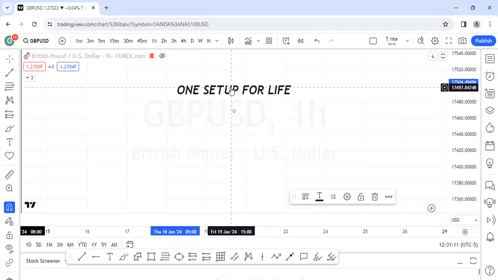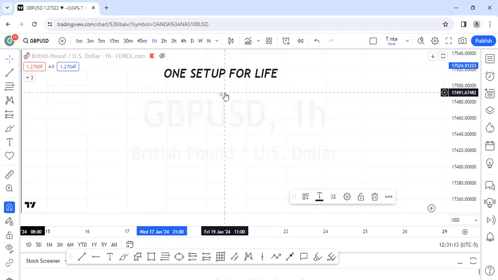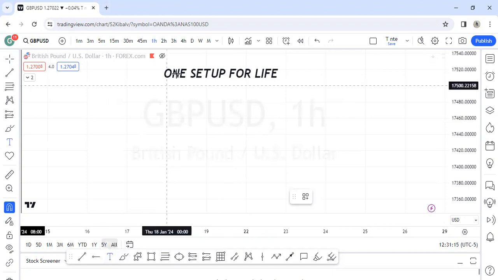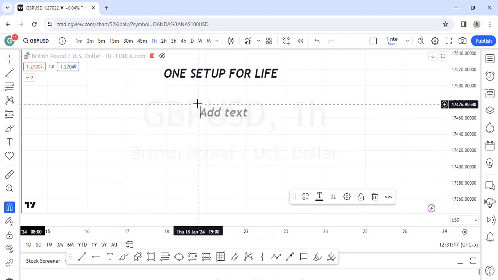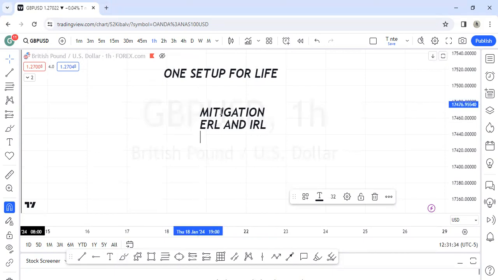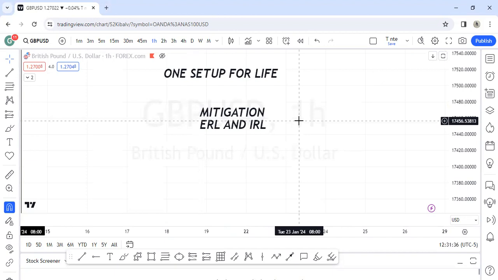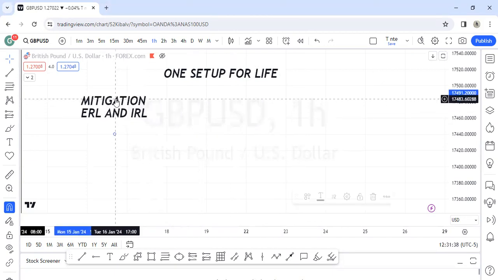So before we talk about the one setup for life, there are things we need to understand, right? And those things we have to understand are: number one, we have to understand what mitigation is. It's just like a topic that latches on others. We have to understand what internal and external range liquidity is. So those are the basic things we have to really understand before we can talk about the one setup for life. So now, what is mitigation?